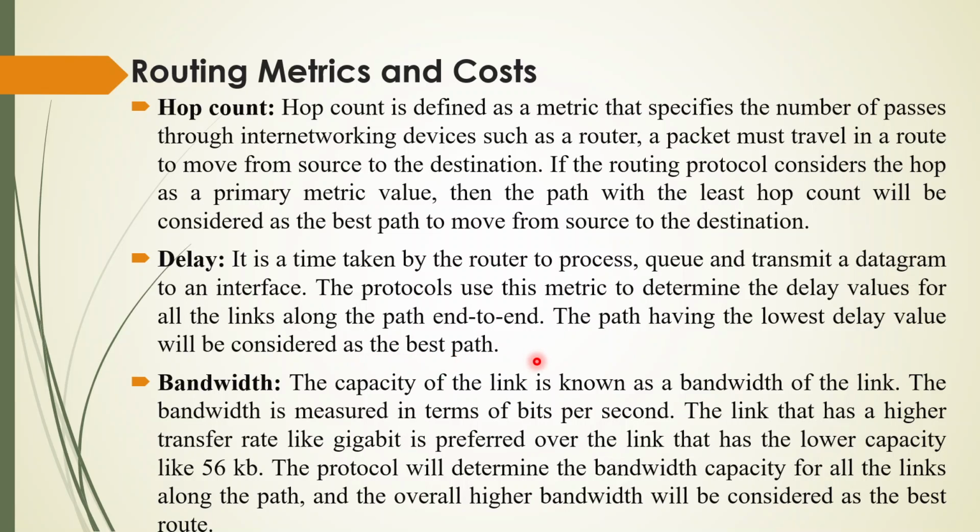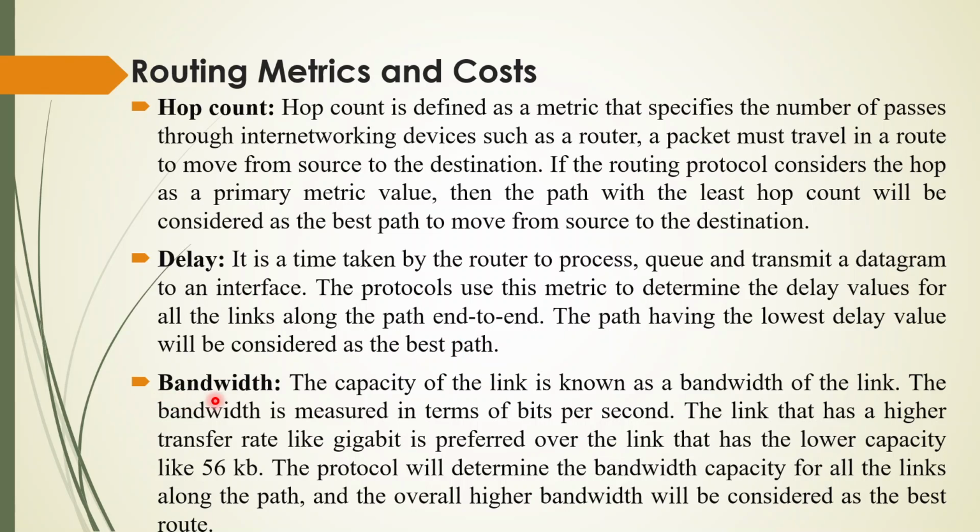Between sender and receiver we have routers, and a router performs the process of routing, because of which it will take some time. So the path having the lowest delay is considered the best path. Delay must be low.